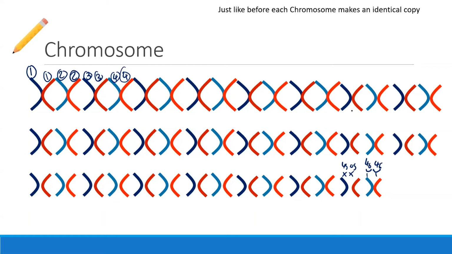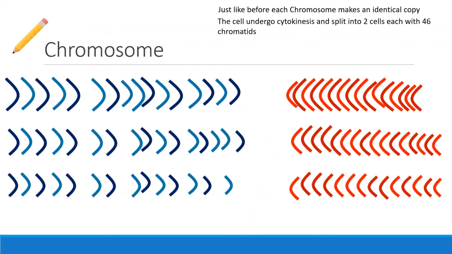We've done a little bit of a shuffle at the start, but now we're going to take our deck of cards and cut them. We're going to move it like this. Now this has undergone cytokinesis. Just like before, each chromosome makes an identical copy. The cell undergoes cytokinesis and splits into two.